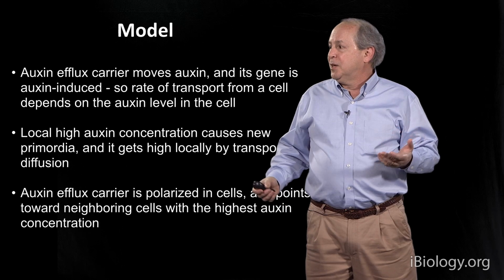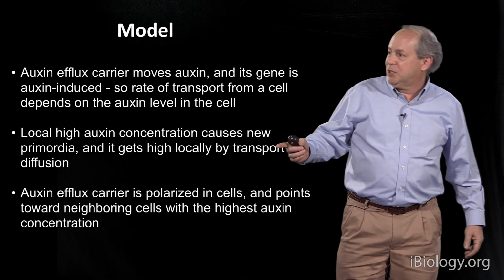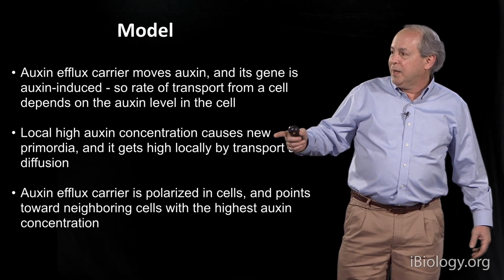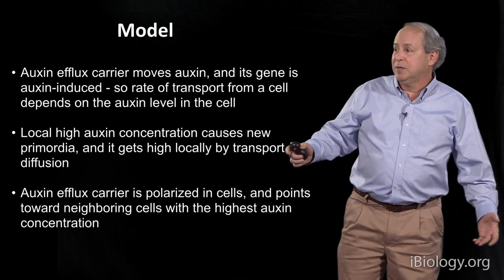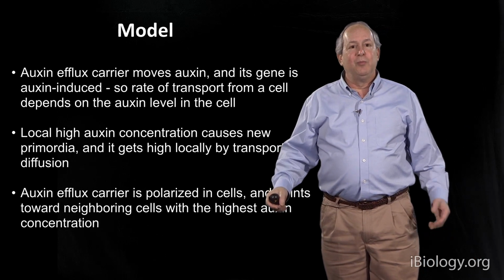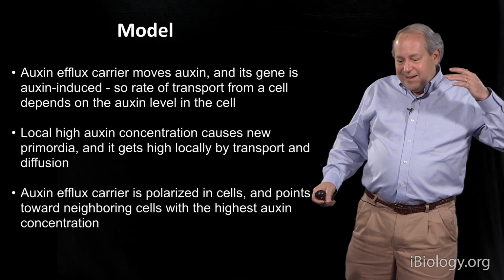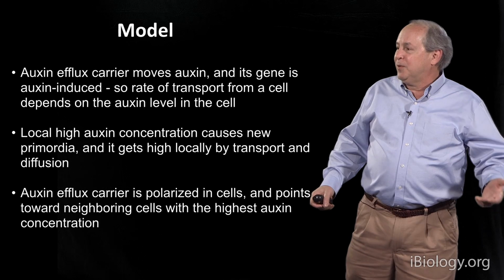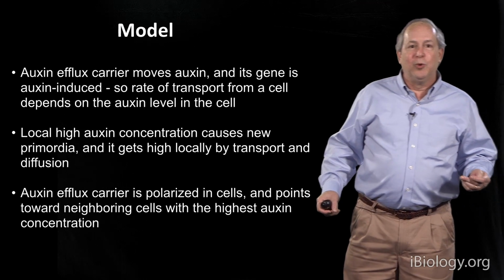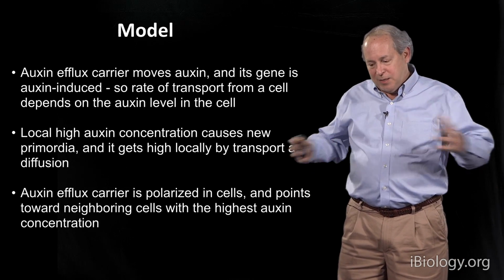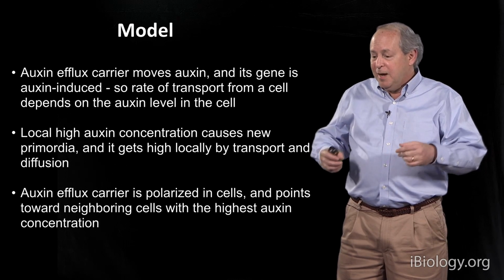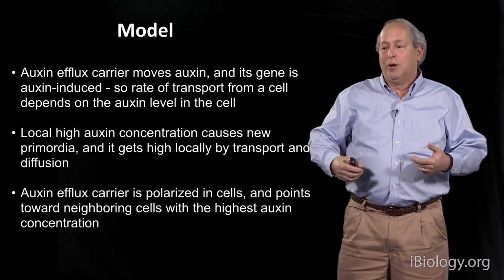Secondly, since local high auxin concentration causes new primordia, and it gets high locally by transport and diffusion, we have a second problem, which is what's the flux of auxin? What's the pattern of the flux of auxin that would be created by this rule that A, a high auxin cell sends its auxin out rapidly, and B, high auxin cells attract more auxin from their neighbors.